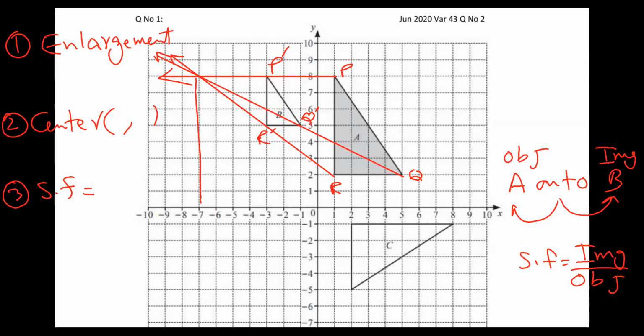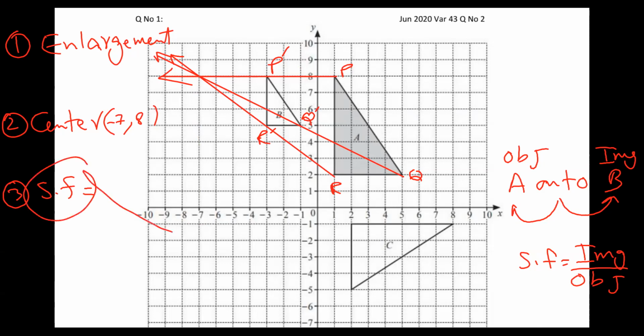So this is x equals negative 7 and this is y equals 8. I'm writing negative 7, 8, which is my answer for the center of enlargement. I got it. That is the center done, and the final part gets the last mark for the 3 marks.